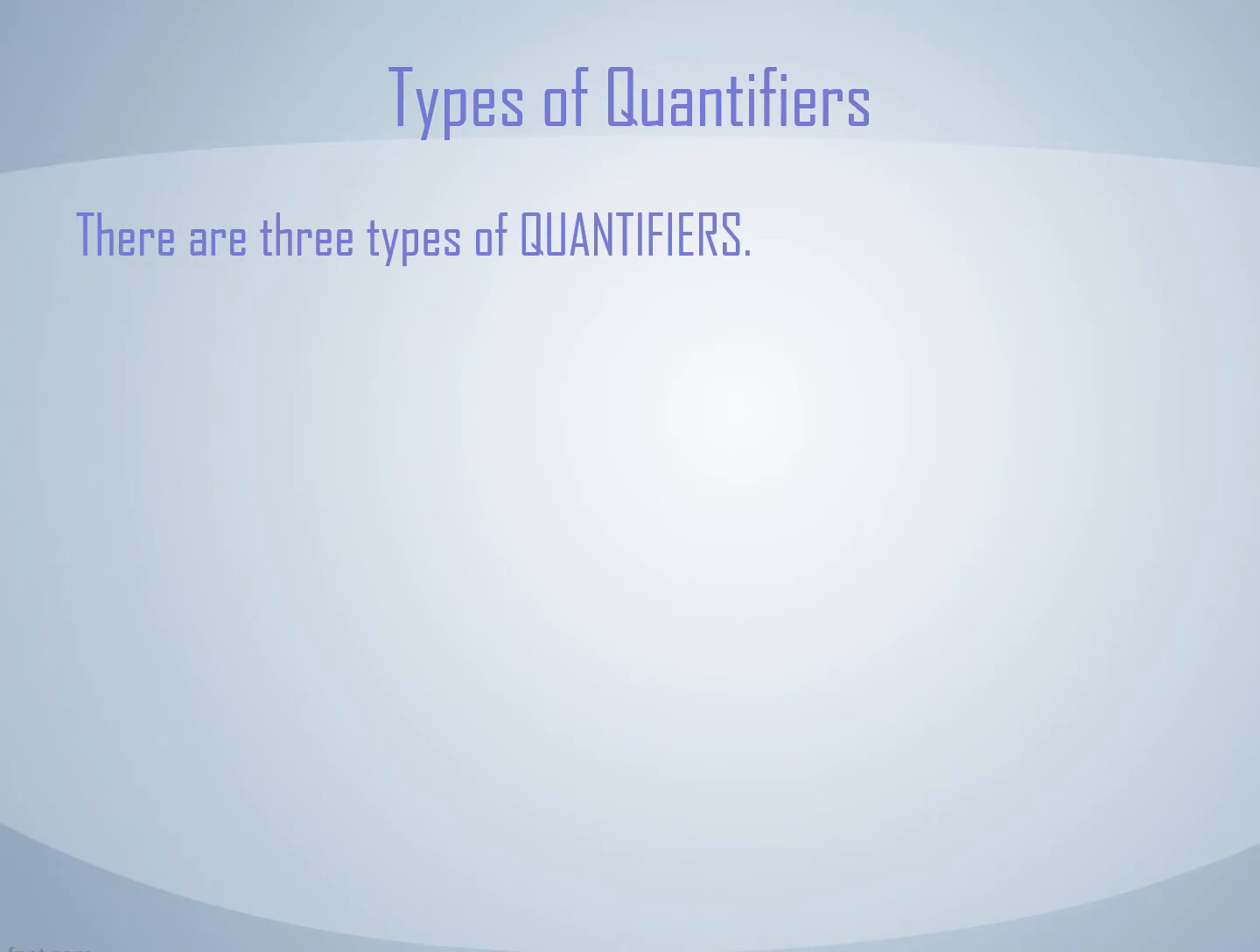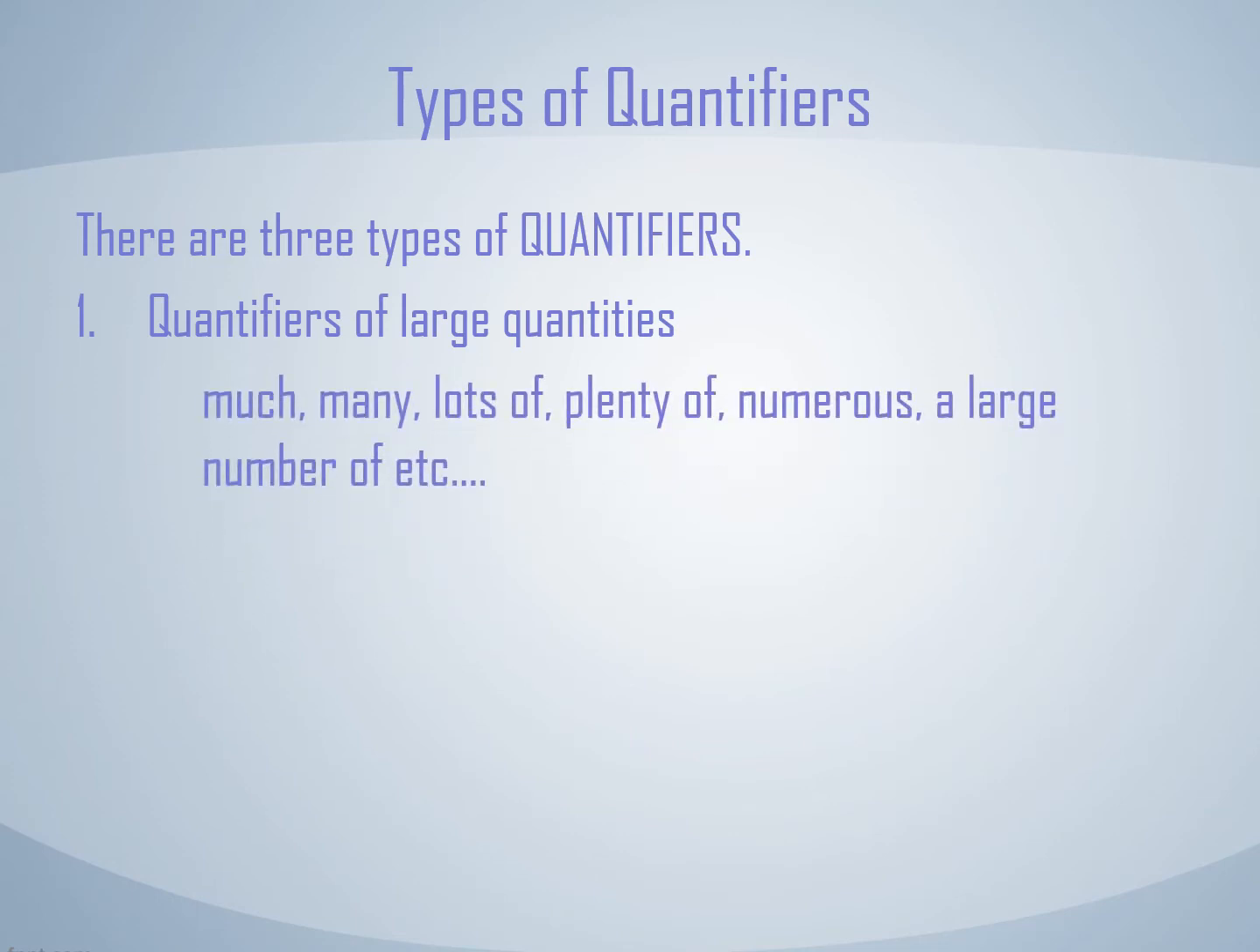Now, types of quantifiers. Usually we divide quantifiers into three types. Number one, quantifiers of large quantities. If you want to show a large imprecise quantity, then you can use these quantifiers in your sentences: much, many, lots of, plenty of, numerous, a large number of, and so on. As you practice using quantifiers more, you learn more quantifiers.